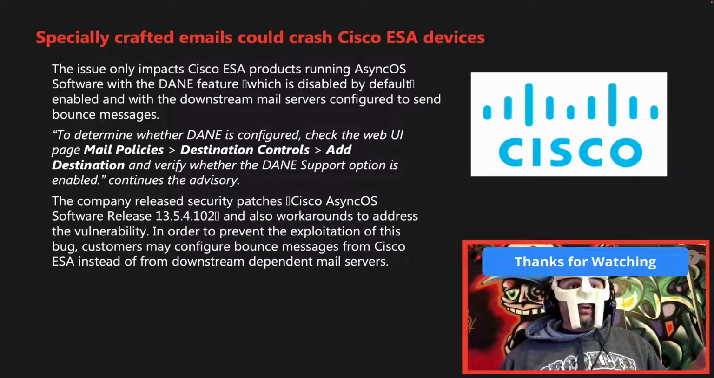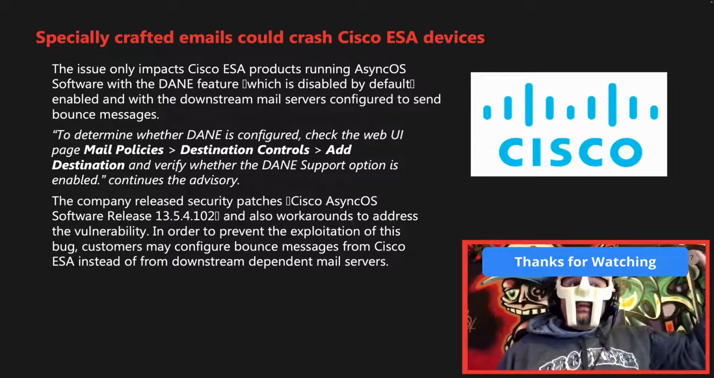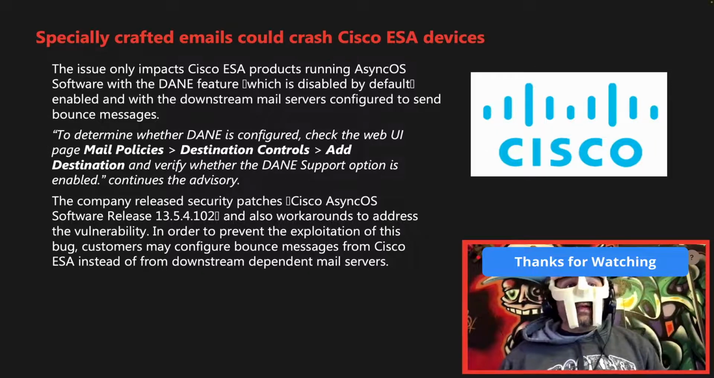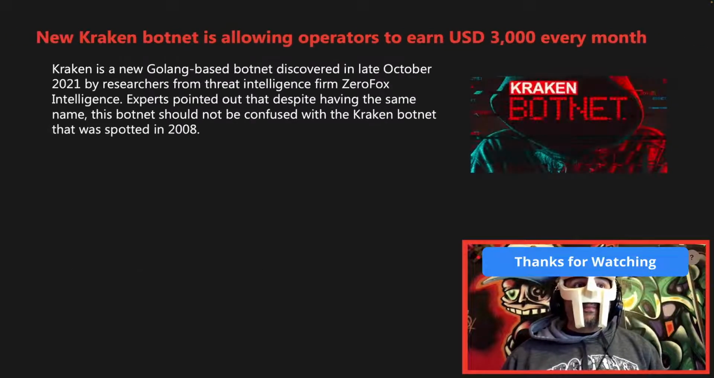The company released security patches, Cisco Async OS software release 13.5.4.102, and also workarounds to address the vulnerability. In order to prevent the exploitation of this bug, customers may configure bounce messages from the Cisco ESA instead of from the downstream dependent mail servers.